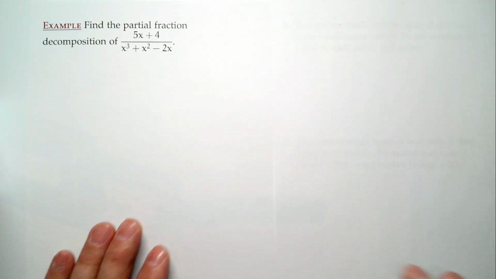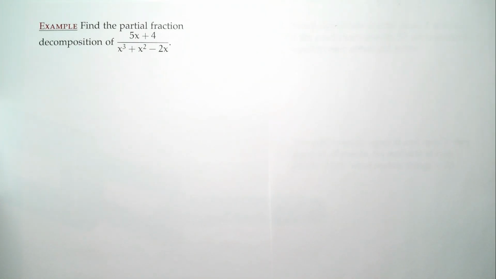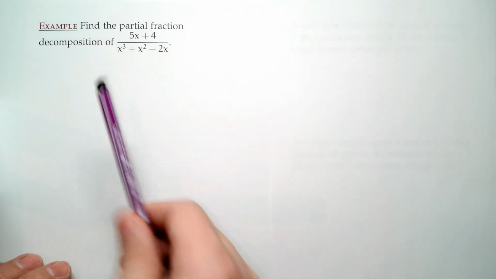So find the partial fraction decomposition of 5x plus 4 divided by x cubed plus x squared minus 2x. The first thing we check is we compare degrees. Do we need to do long division here? No, we don't, because the degree upstairs is first degree. The degree downstairs is third degree. Long division, not needed. So that was our first step. We just check. Now we need to factor the downstairs. So we have to start thinking, all right, how can we factor something like x cubed plus x squared minus 2x?